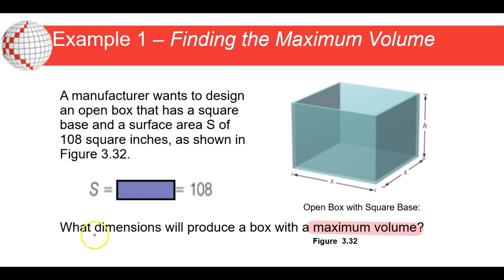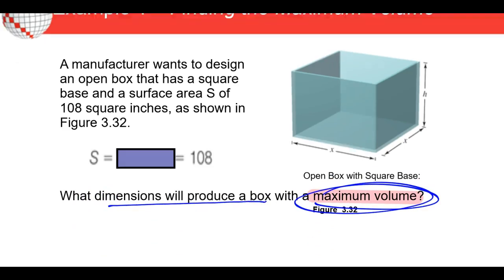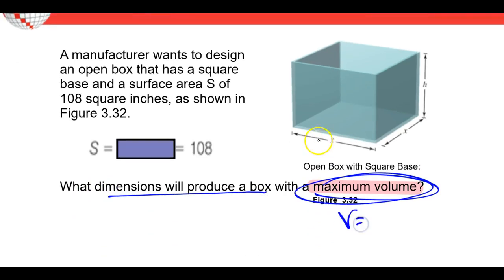So the first thing I see is, what are the dimensions of the box to maximize volume? So the volume of this box is one of the equations. And of course, it's length times width times height, but in this case, it's x times x times height. And then they do talk about surface area.